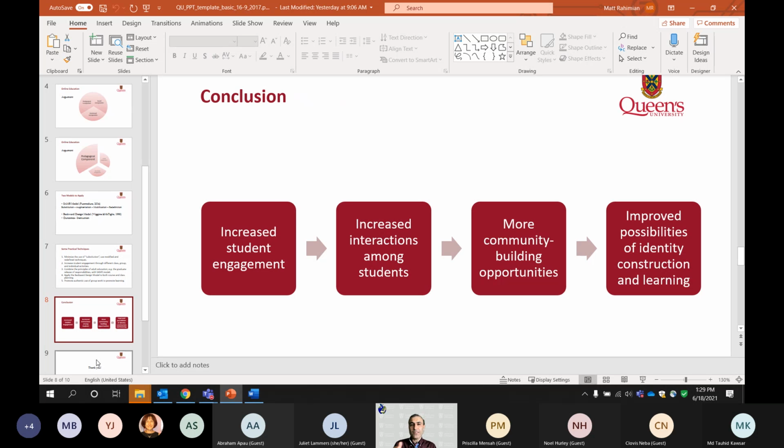Now, my conclusion is that the techniques I shared in the previous slide are not exhaustive lists, just some ideas to start the conversation for you, colleagues and friends from across the world, to add to them. They can increase student engagement with the course content and with each other in the classroom. That increases the interactions among students, which leads to more community building opportunities, and most students would find it a valuable experience, including international students.